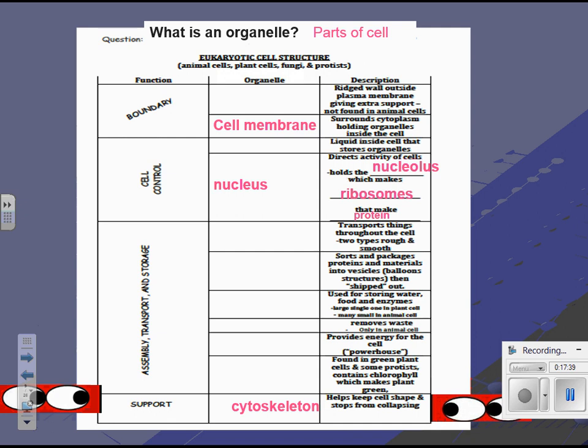What you need to highlight over here is keep cell shape. And highlight the word support. And you need to be looking for this before I show you this, because I'm about to start moving a lot faster. I'm not going to be waiting for you.